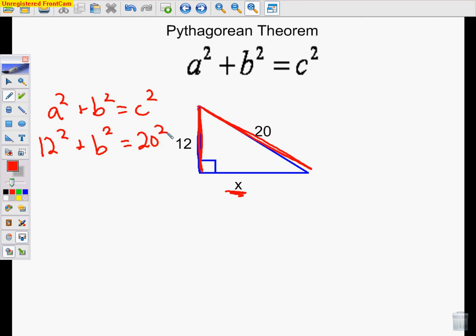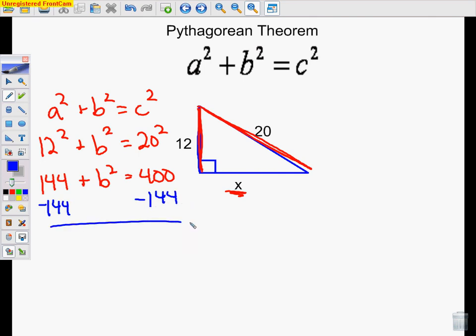Let's simplify. 12 squared is 144 plus b squared, we still don't know. 20 squared equals 400. All right, let's solve for b. To solve for b, we would subtract 144 from both sides. So these cancel out. You'll get b squared equals 256.